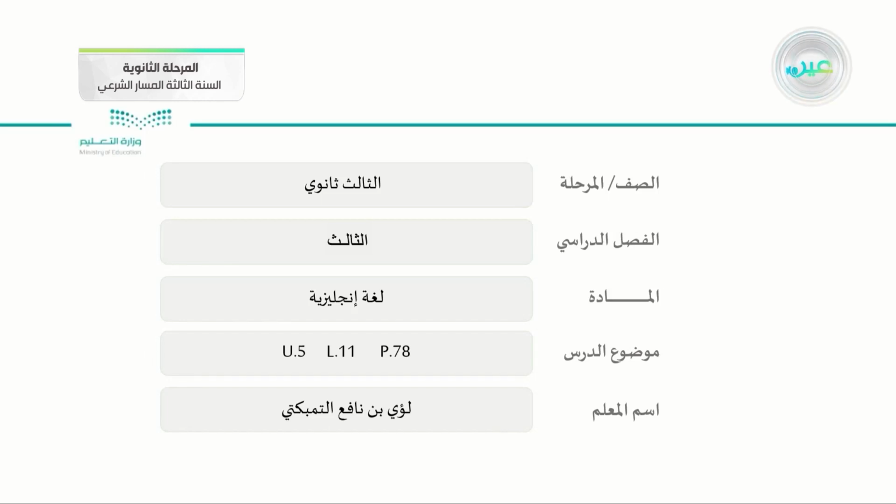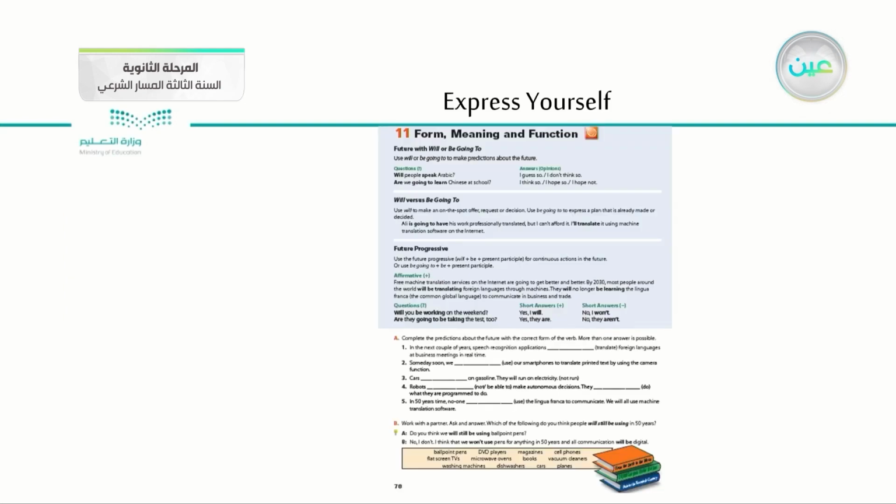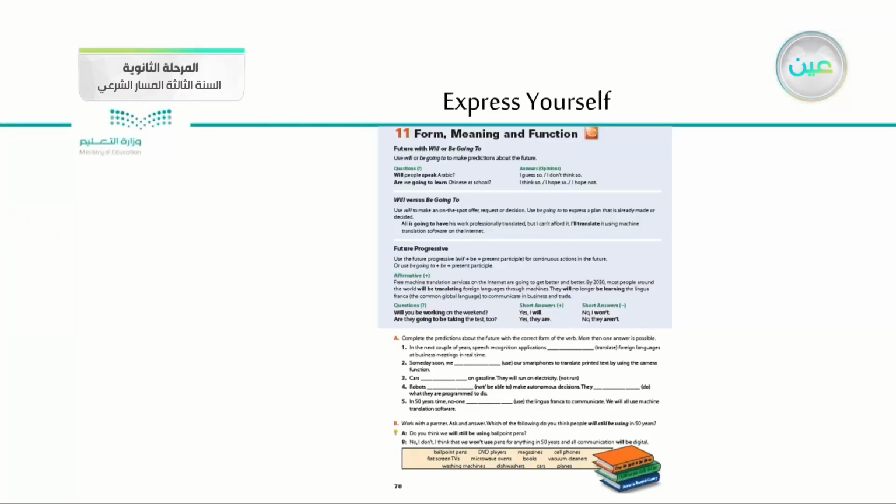Inshallah, today we are going to cover the following, which is Unit 5, Lesson 11, page 78. Let's go over the unit, which is 5, Express Yourself. As you see here, guys, we have form, meaning, function, which is 11. Inshallah, we are going to cover different topics in this lesson, which is future, going to, and will. And then we'll go over will versus be going to, and then we'll go over future progressive, and of course we'll have other topics.